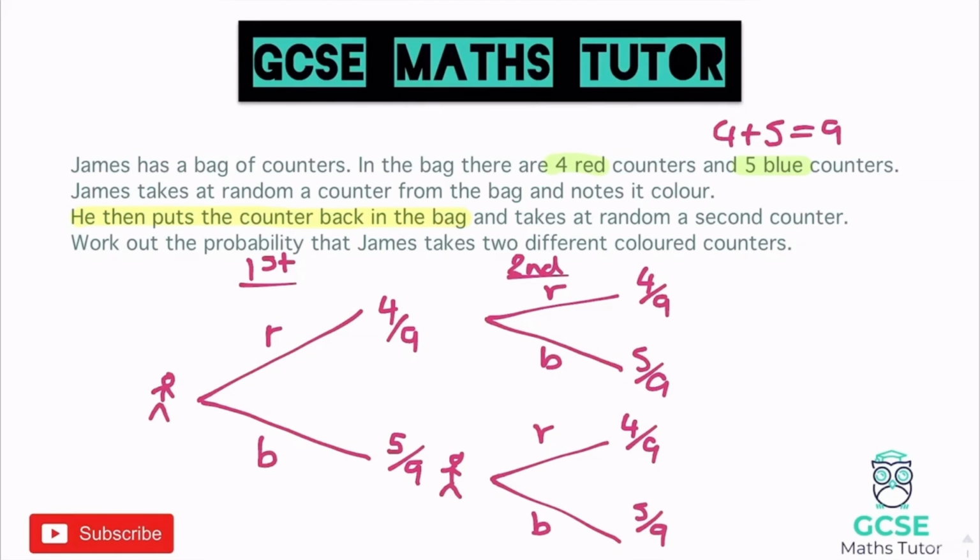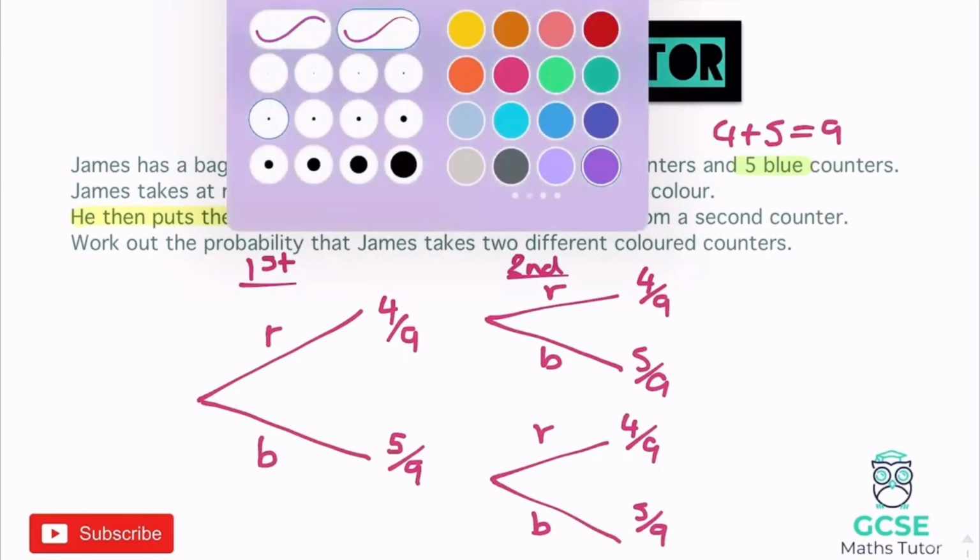So we've constructed our tree. Let's just get rid of all of this. We now just need to work out this probability. And now the question says, work out the probability that James takes 2 different coloured counters. And there are 2 ways that I can actually do that.